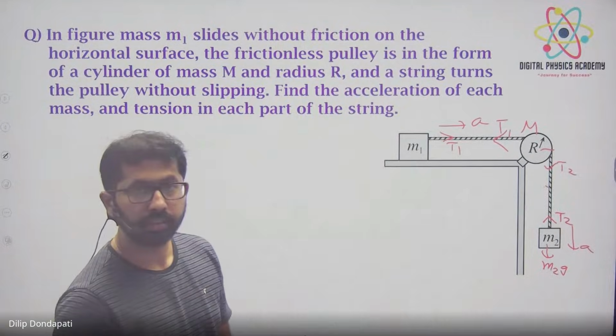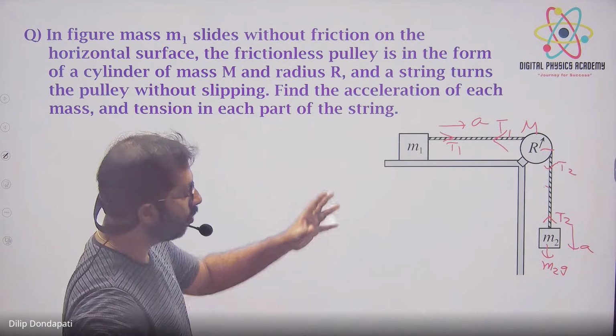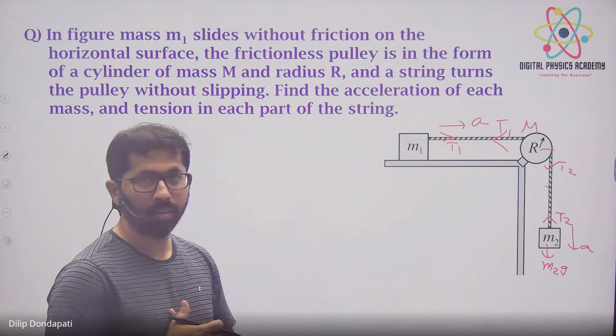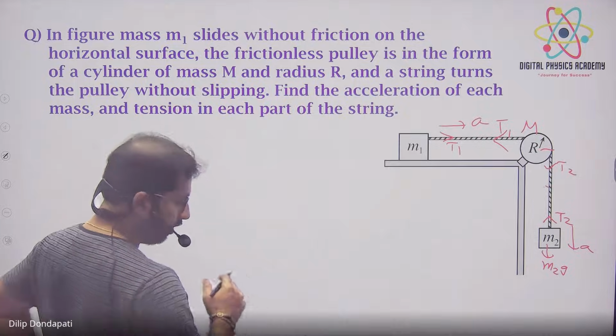So I got acceleration as m2g by m1 plus m2 plus half m. Correct. But won't it be m2 minus m1? How will m2 minus m1 come? Tell me, you're applying a formula. No, I did it. What is the equation? First equation, tell me.